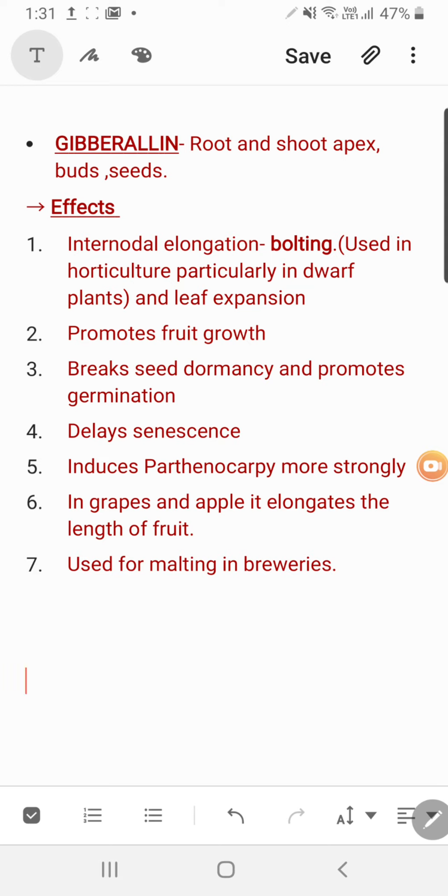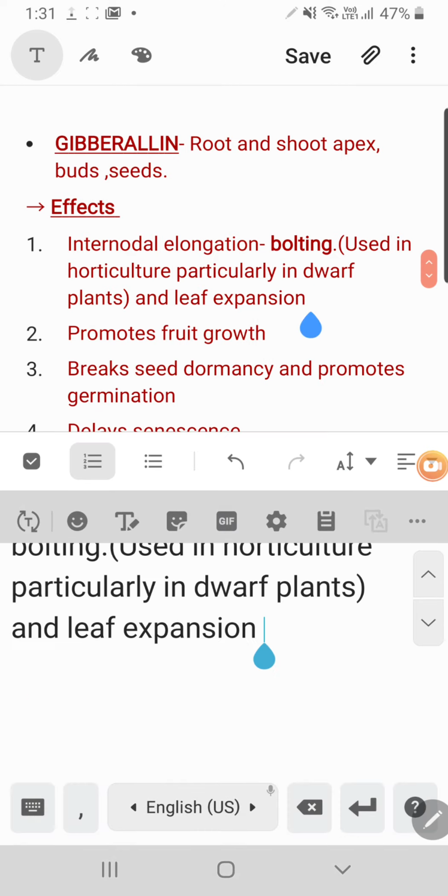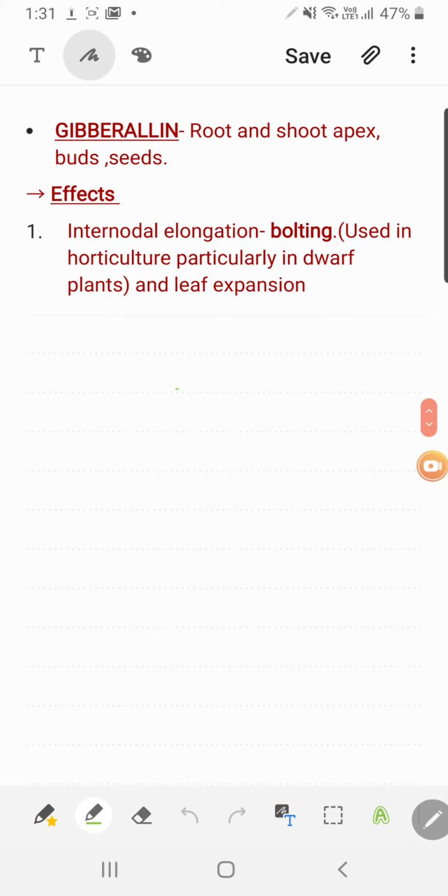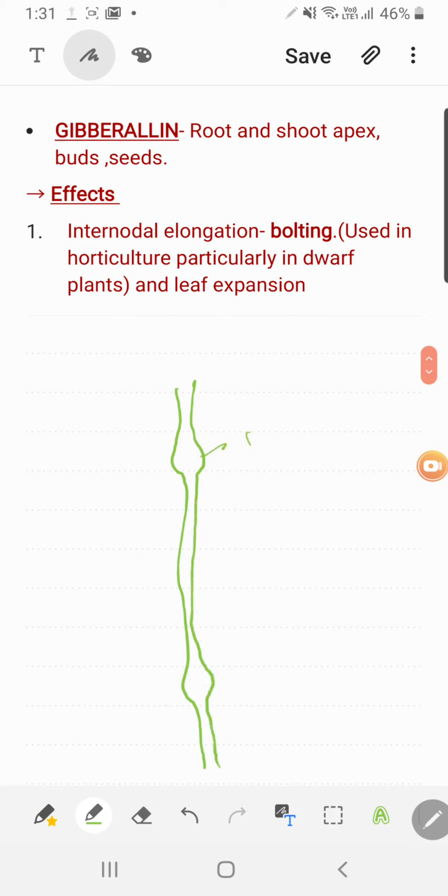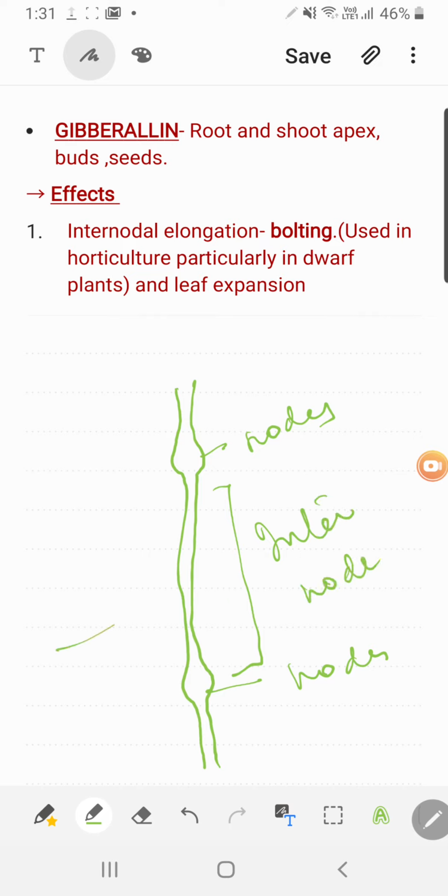You can understand this by a diagram here. What are the nodes and internodes? When you draw a stem, you always draw these swollen areas at regular intervals. So these are the nodes, and this gap between the two nodes is the internode. Gibberellic acid basically works here to increase the length of these areas. Just imagine that in between the two nodes, every internodal area elongates, so ultimately it leads to an increase in the plant length. And before flowering, the excessive increase in the plant length is known as bolting.